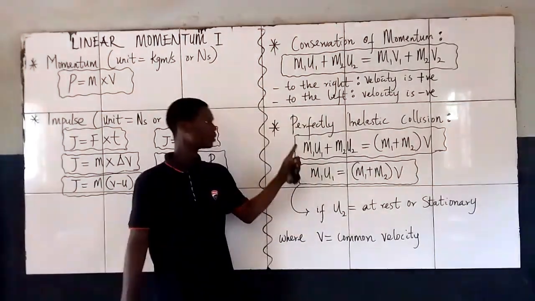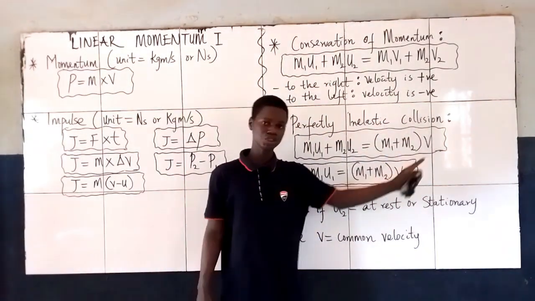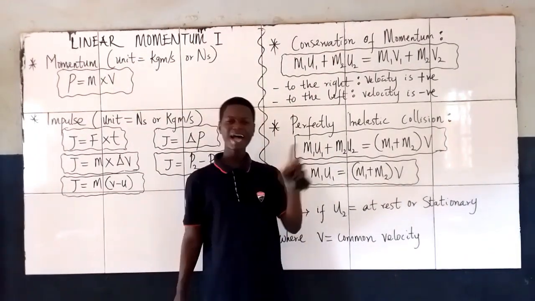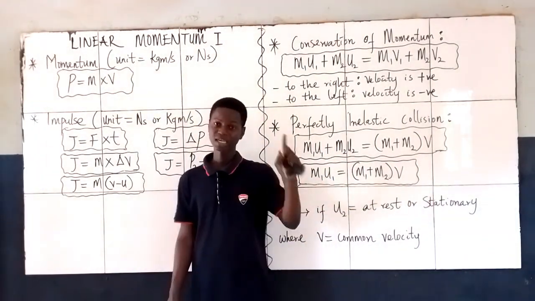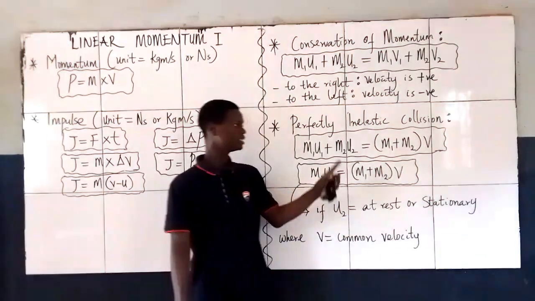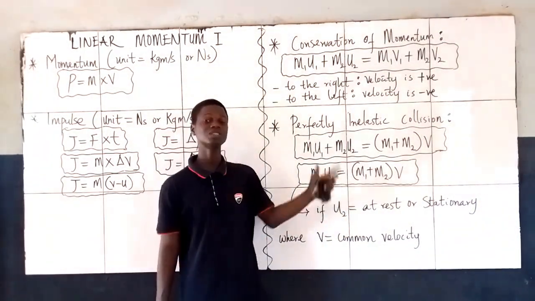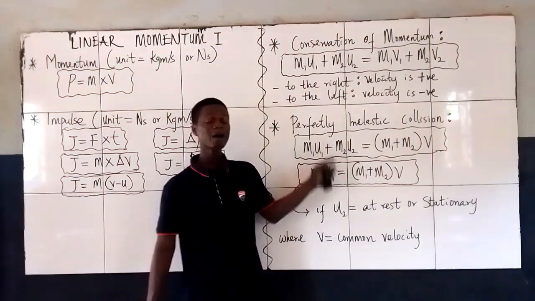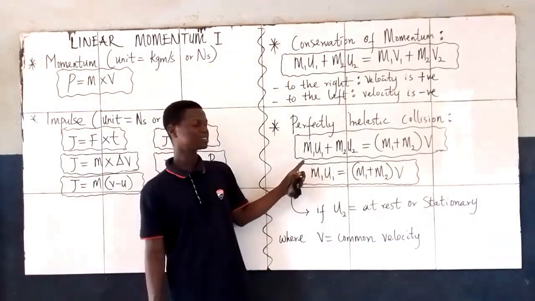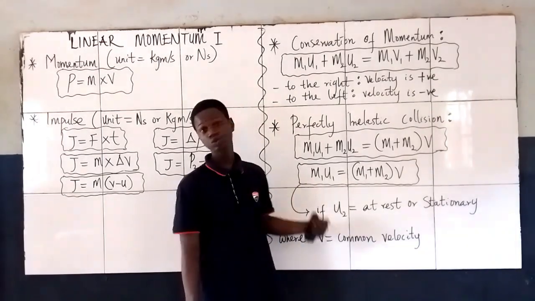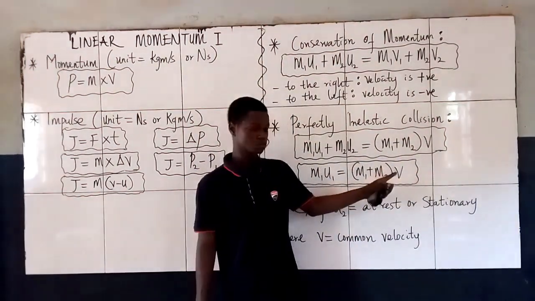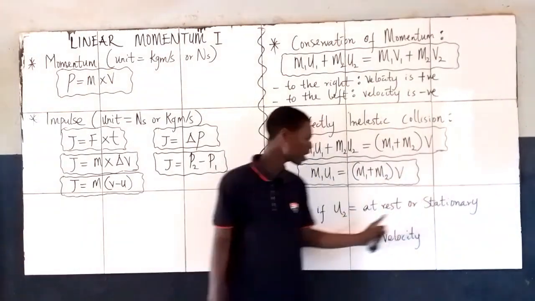So what else? Perfectly inelastic collision. This is basically under collision, and this is the most asked aspect of collision in any exam, be it JAMB, POST-UTME, or school exam. This is the part of the topic called collision they like asking. It's called perfectly inelastic collision. And the main formula here is M1U1 added to M2U2 equivalent to what? M1 plus M2 times what? V, where V is what?